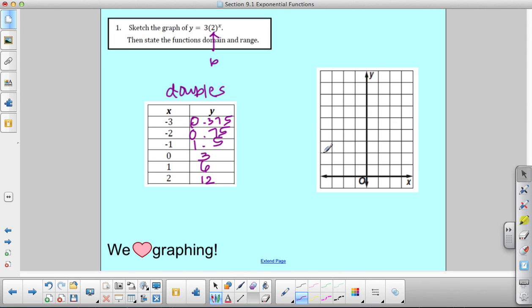So I would have negative 3, 0.375, so just do your best to kind of plot that. Then I would have negative 2, 0.75, negative 1, 1.5, 0, 3. One thing I noticed about 0, 3 is my a value was 3, and notice how that was my y-intercept. Then I would have 1, 6 and 2, 12. Obviously, it's not going to fit on my graph, so there it is. My exponential, remember that there is an asymptote here. So it will get really, really close to the x-axis, but it will never actually touch. So just be careful when you draw it not to go through that.